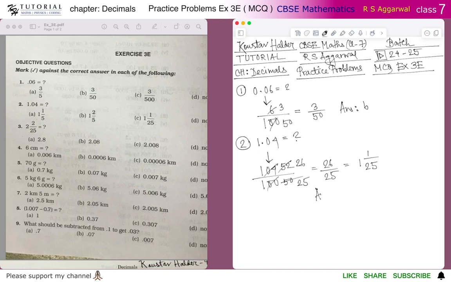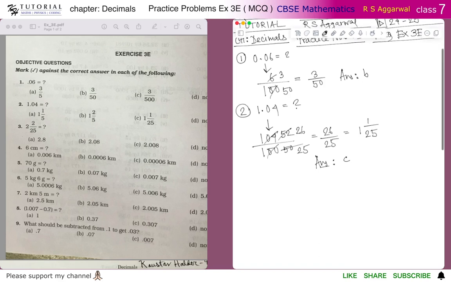So in this case the answer will be choice C. Okay, let's do problem number 3. It has given a mixed fraction 2 2 by 25, and it is asking to convert it to a decimal. The choices are in decimal.